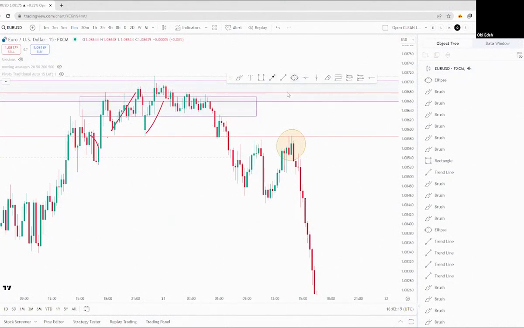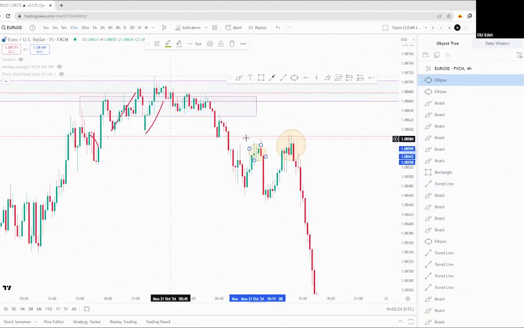Someone's going to ask the question, Obes, why didn't you trade this one? Well, as you can see, guys, we didn't come back to the level. It is an absolute non-negotiable. If it doesn't come back and interact with the level, I am not in.